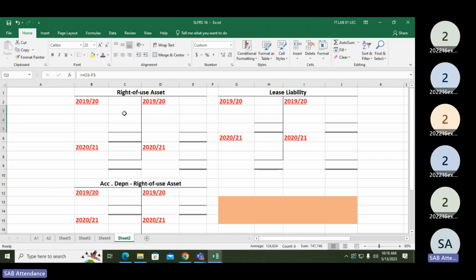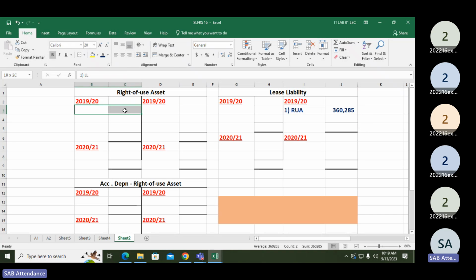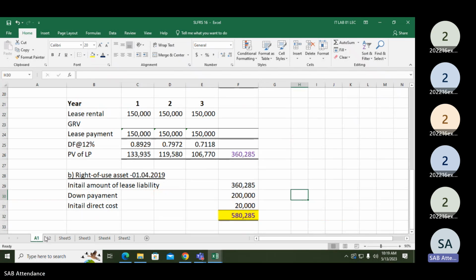Right. You need to open a right of use asset account, a lease liability account, and an accumulated depreciation account. So the initial amount of lease liability: right of use asset debit, lease liability credit. We found the amount, right? 360,000.